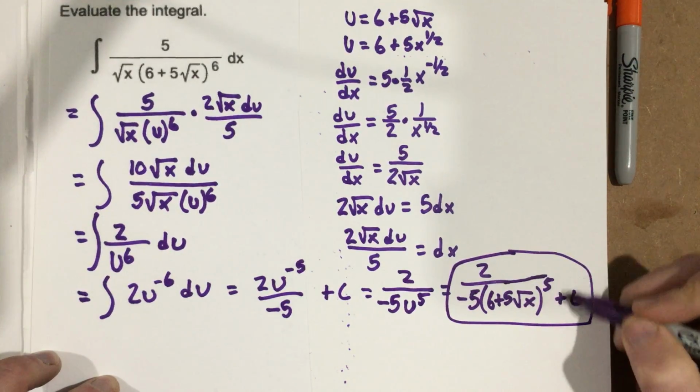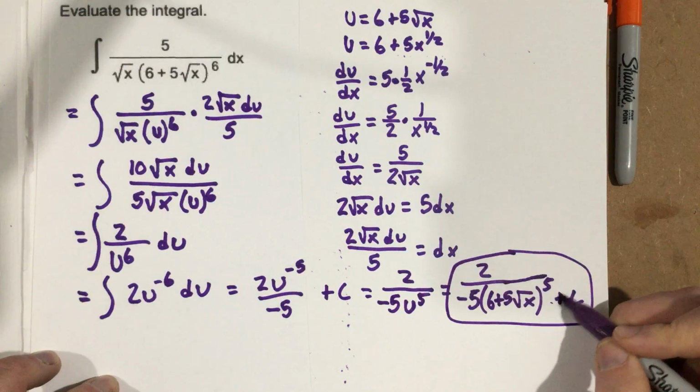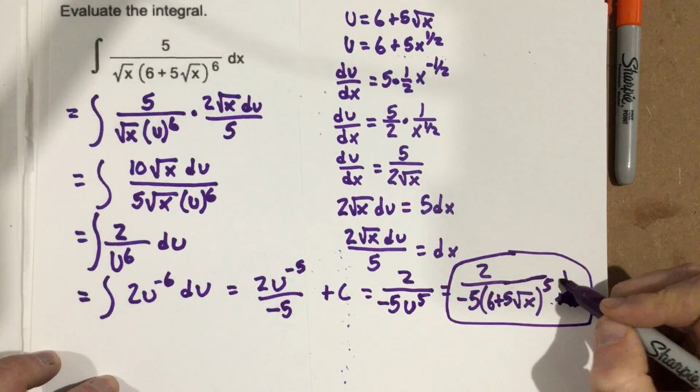And remember this plus c, this is out to the side, it's not in the denominator, and I should probably write that out here a little bit better, plus c.